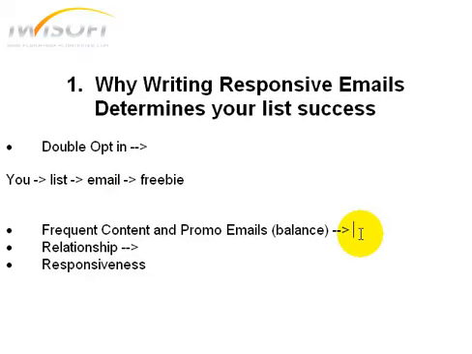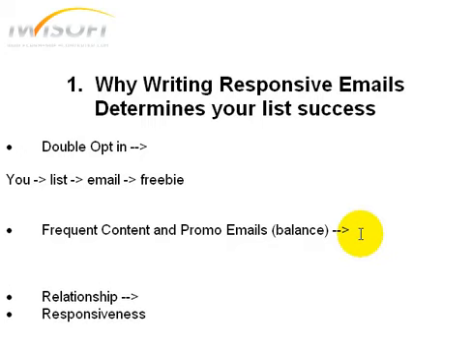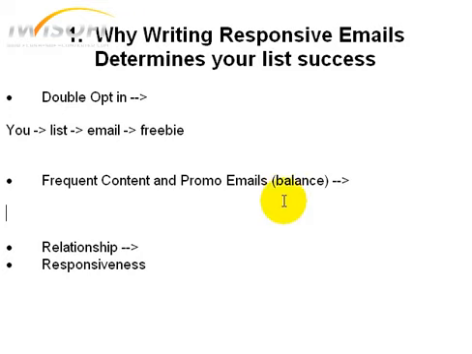Once you do that, whether you choose double opt-in or single opt-in, which I recommend double opt-in, whatever you do after that, you need to email them with frequent content and promotional emails. So you've got a balance here. You've got content, then you've got promotional emails. So you educate them, and then you promote. Educate them, promote. You don't want to do just content. Otherwise, your list will think, oh, this guy only gives content. You need to condition them.